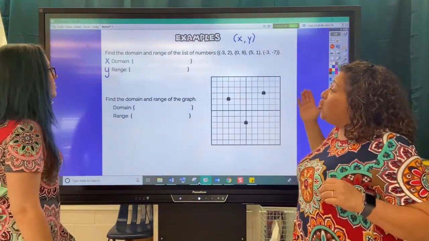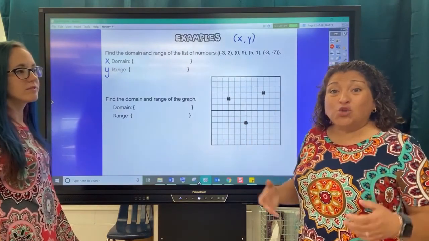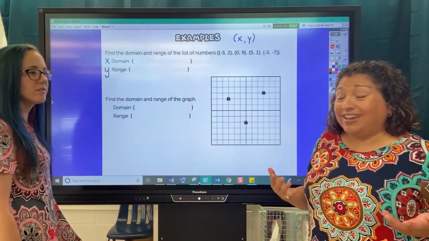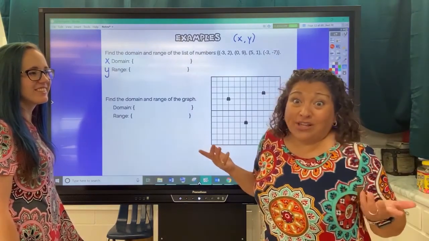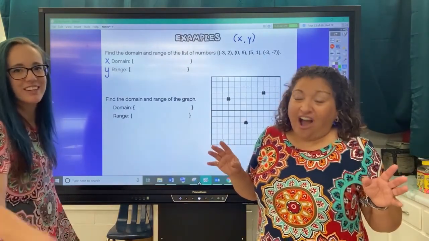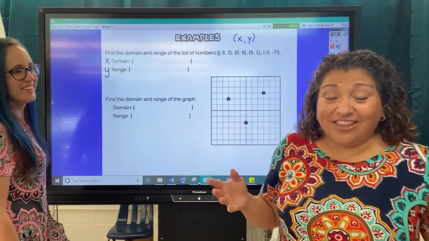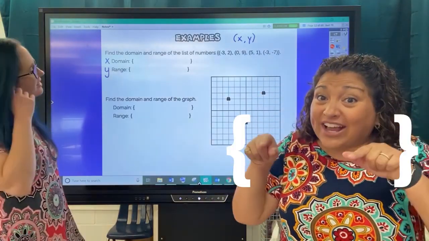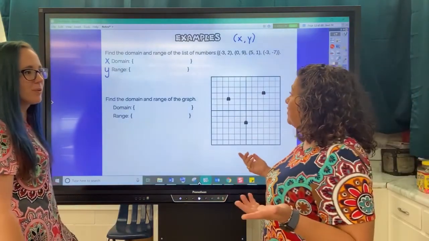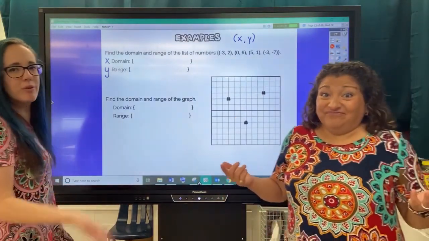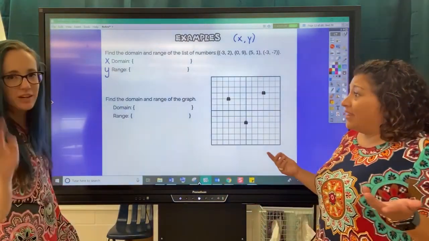Now, when you're listing the domain or range, you have to do these things called, in mathy terms, curly brackets. Super fancy. I don't know what they're called, actually. I think they're called brackets. I call them curly brackets because they have curlies on them. It seems to make sense to me. We talked about it once upon a time when we did order of operations, like 3 months ago.